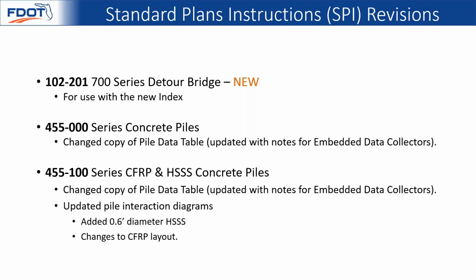And as I mentioned earlier, we made a change to the pile data table. So we updated all of those cells, the copy of the cells that are located in the SPI. And we also changed the corrosion resistant piles. We updated the pile interaction diagrams to include the 0.6-inch diameter high strength stainless steel and the change to the 24-inch pile CFRP layout.